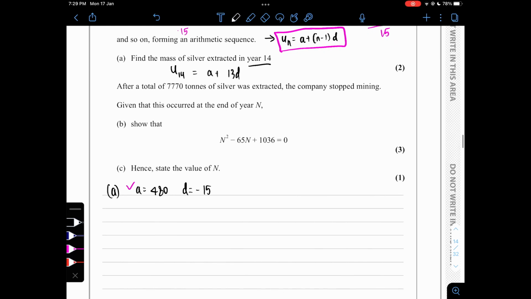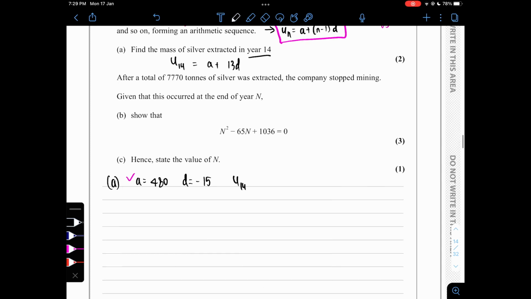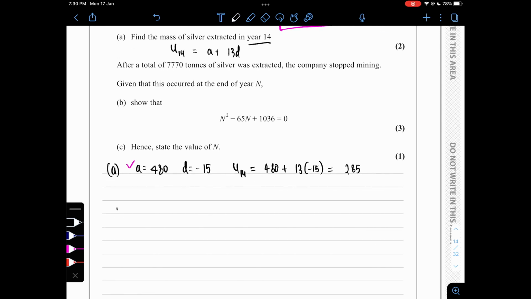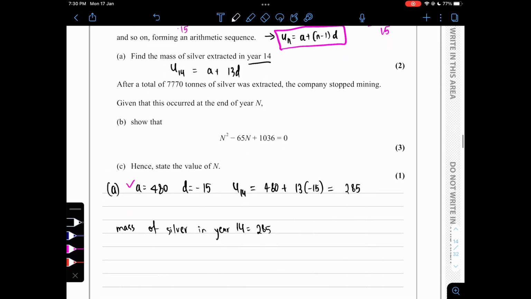Okay, so how do we find the 14th term? So that would be A plus 13d. So this would be 480 plus 13 multiplied by negative 15. And this gives us 285. So the mass of silver in year 14 is 285 tons, right? Tons.